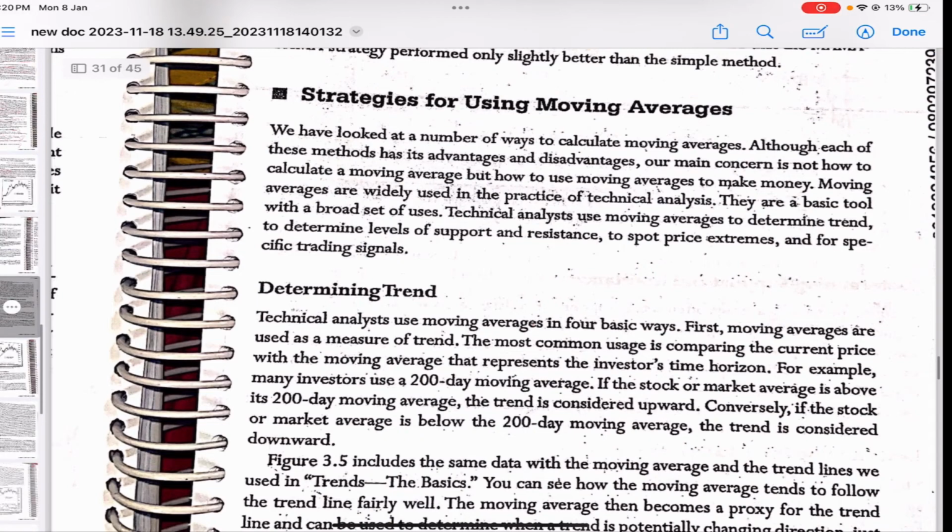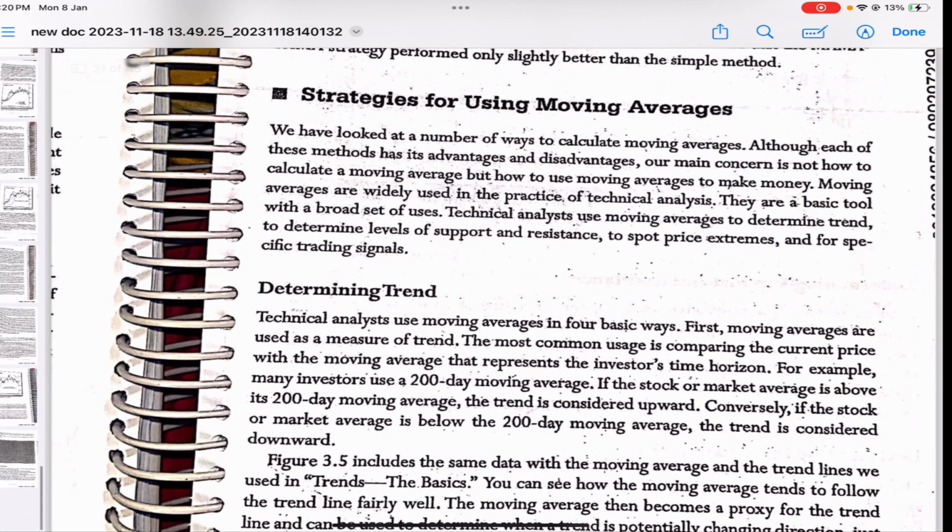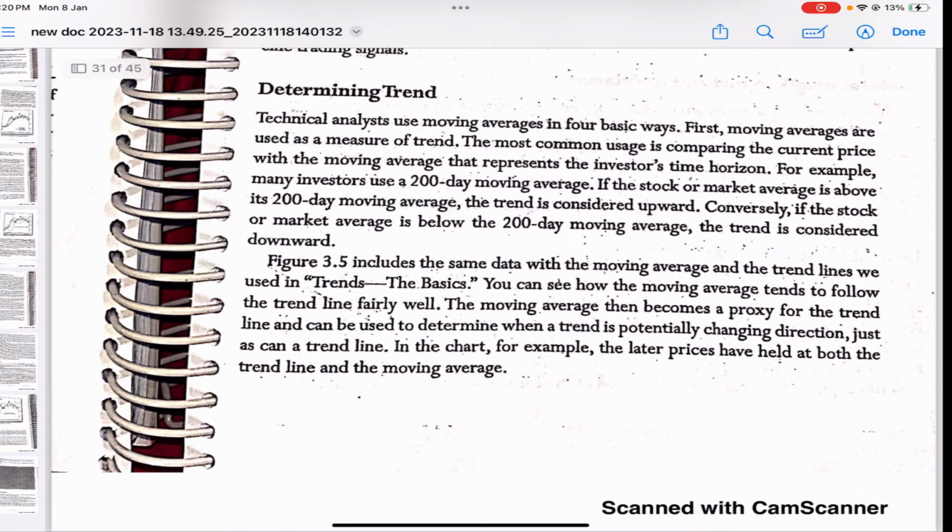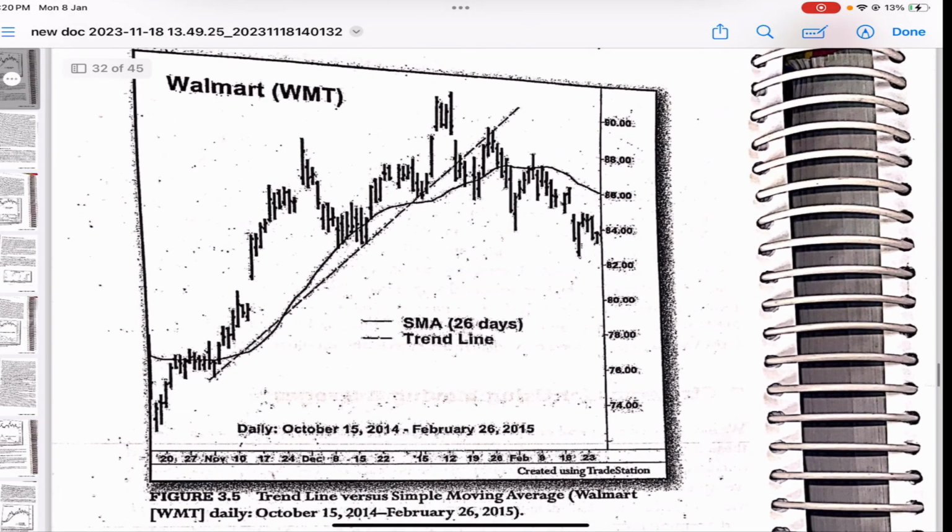Okay, then we come to the strategies of using moving averages. The first thing is determining trend. Now what do we understand by determining trend? We've discussed at the start of the chapter that by looking at the moving average visually, we know what trend is going on. If the moving average is rising, we know that the trend is upward. If it's falling, we know the trend is downwards.